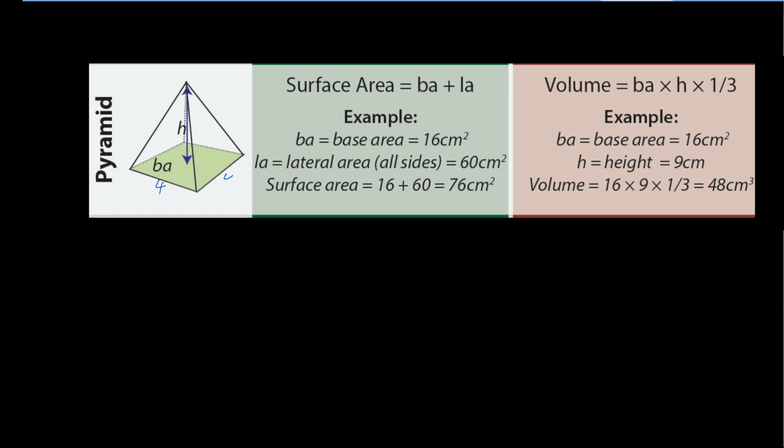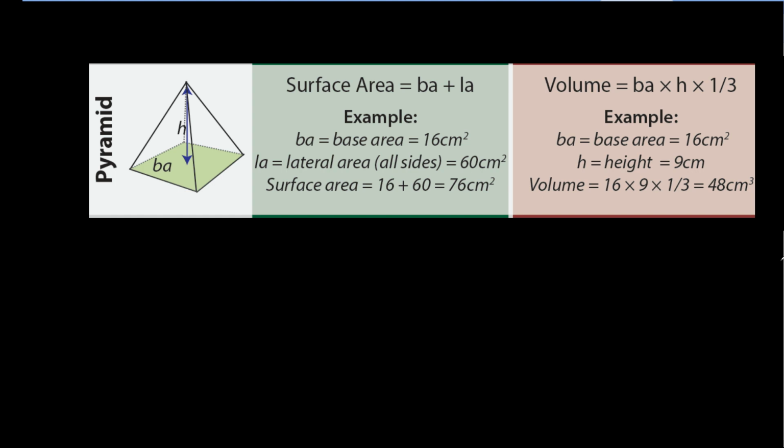Then you've got LA. LA is lateral area, all sides. They're saying that the lateral area is going to be 60 centimeters squared for all sides, basically. So to work out the surface area, we have 1, 2, 3, 4 sides. In this case, each of those would be, let's say, 15. We have 4 of them, which is 60, plus the one at the bottom, which is 16, comes to a total of 76 centimeters squared.